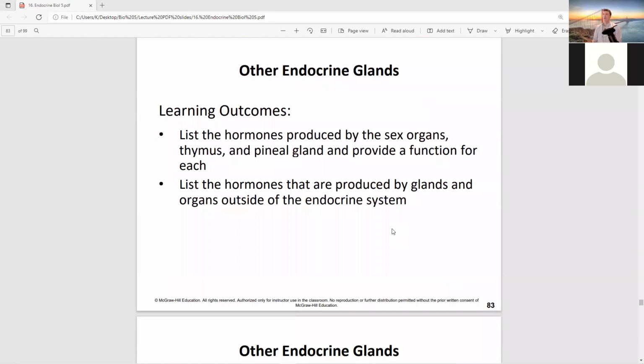Okay, so other endocrine glands. Your learning outcomes are to list the hormones produced by the sex organs, thymus and pineal gland, and provide a function for each. List the hormones that are produced by glands and organs outside of the endocrine system.